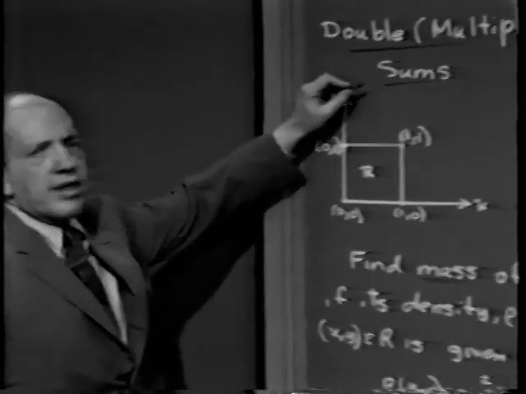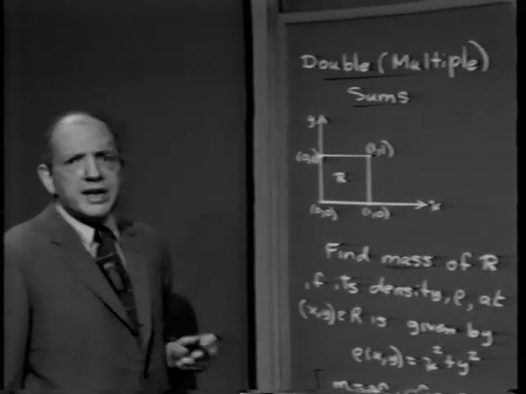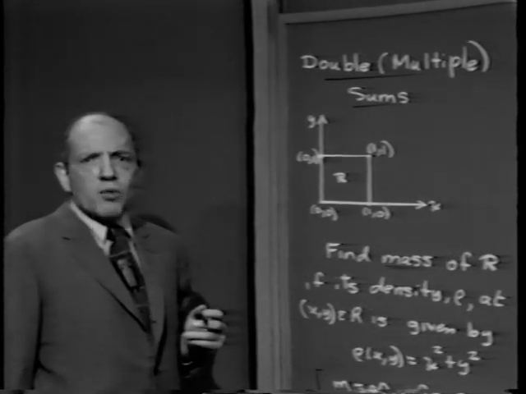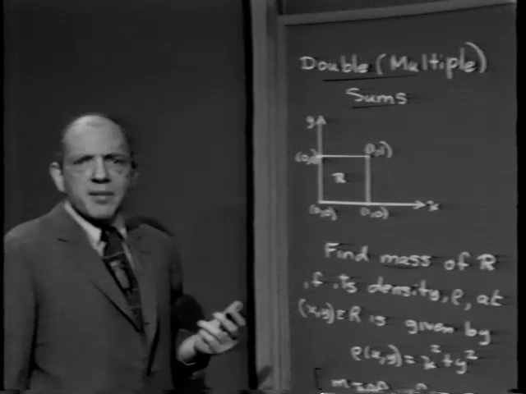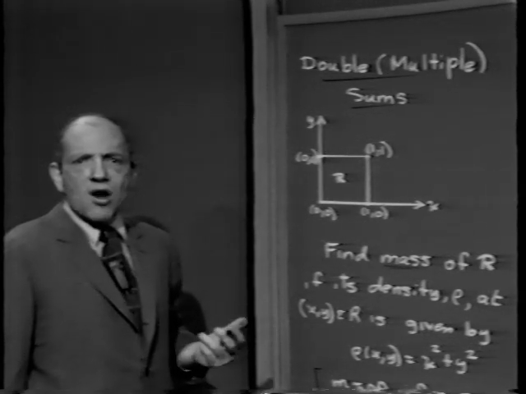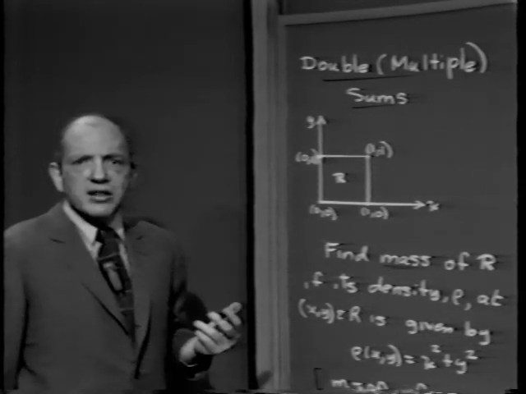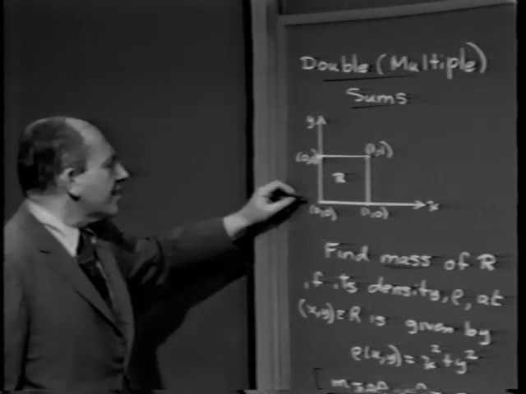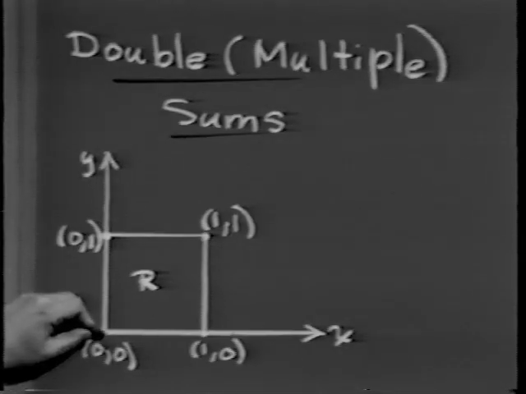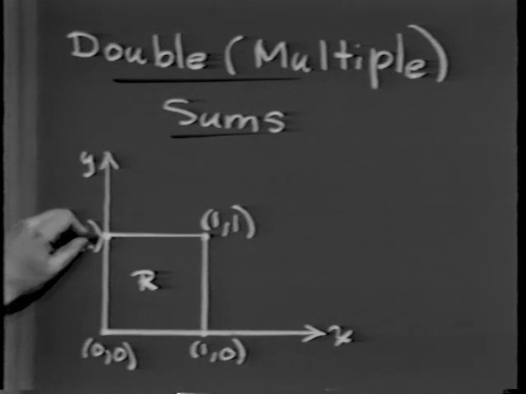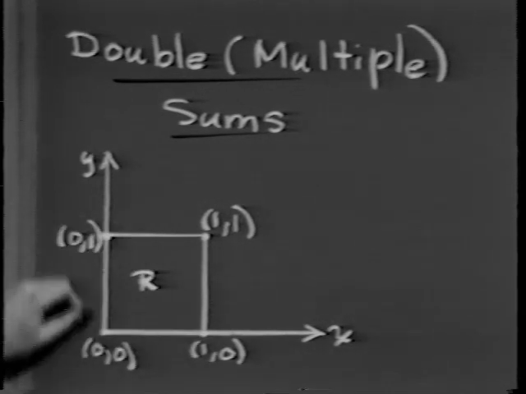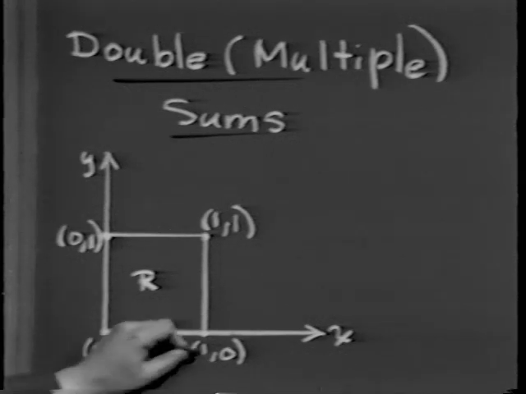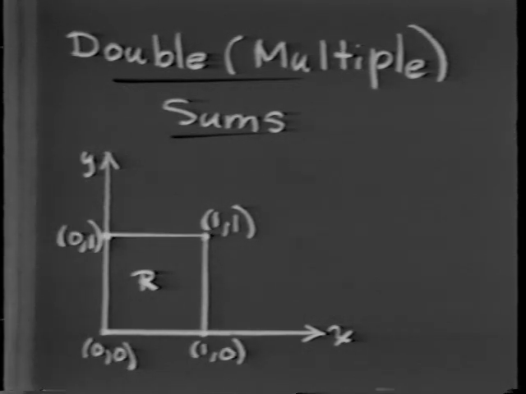At any rate, our lecture today is called double sums, or perhaps a better word would be multiple sums, but we will concentrate on the case of double sums for the usual reason: in the case of two independent variables, we still have convenient pictures. Now, the idea is, let's consider a region R, say the unit square on the coordinate axes with vertices (0,0), (1,0), (1,1), and (0,1).